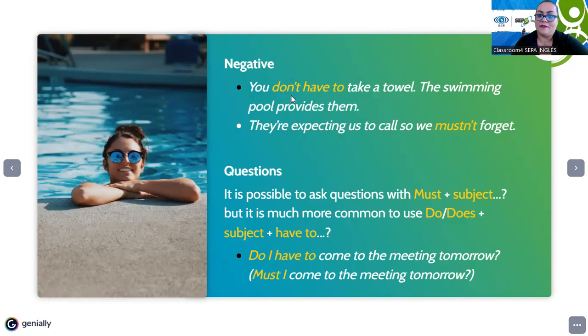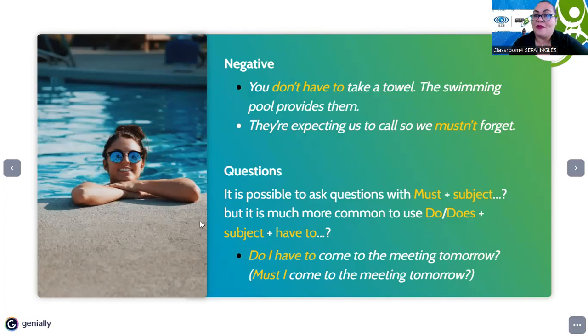In the first one, they are saying that it's not necessary to take a towel because the swimming pool provides it. But in the second one, I'm talking about an expectation. They're expecting us to call. It says they are feeling that I'm going to call you, so we mustn't forget.